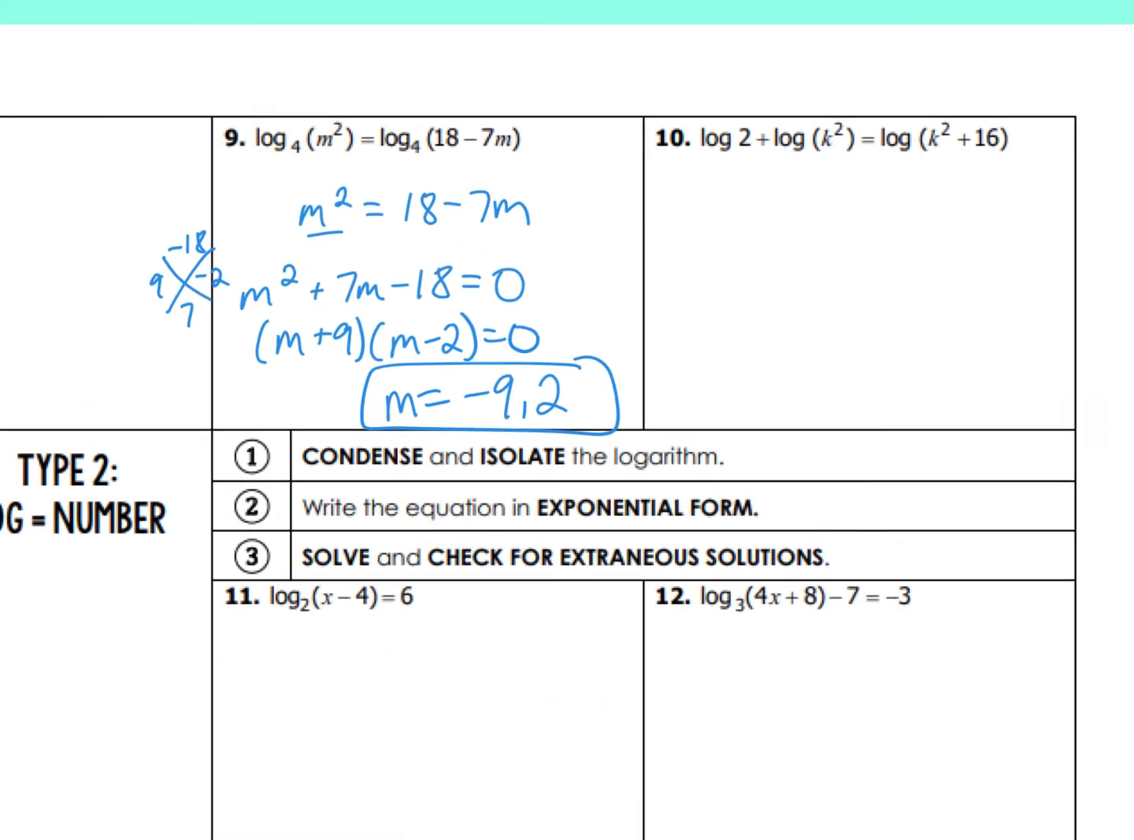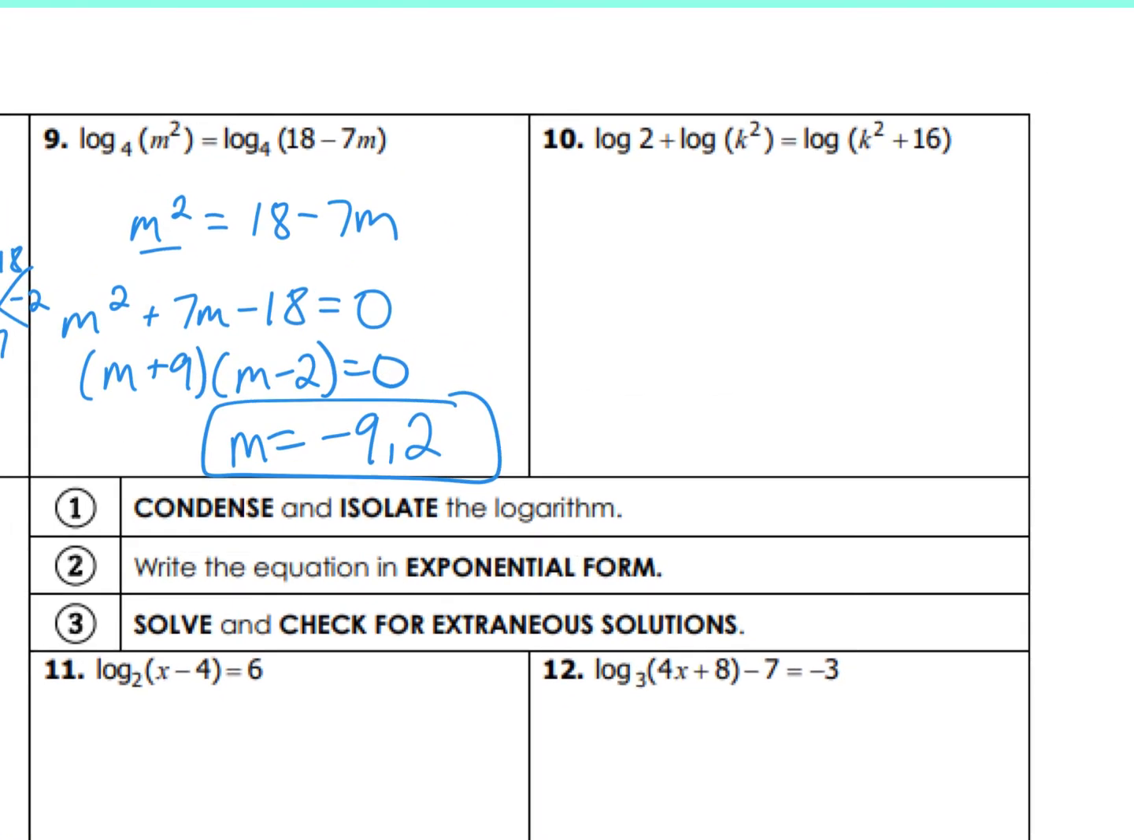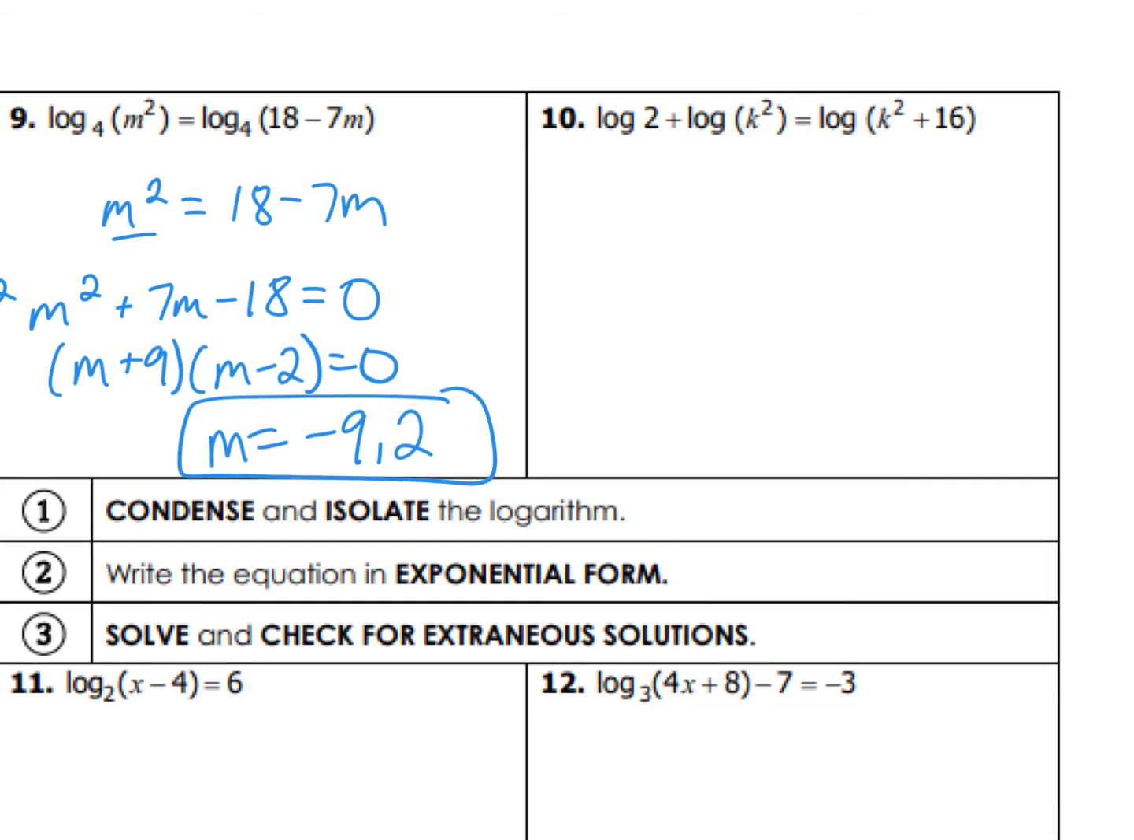Okay. Number 10 is going to work very similar. Do we need to do another one or are we good? We're good. We're good? Okay.